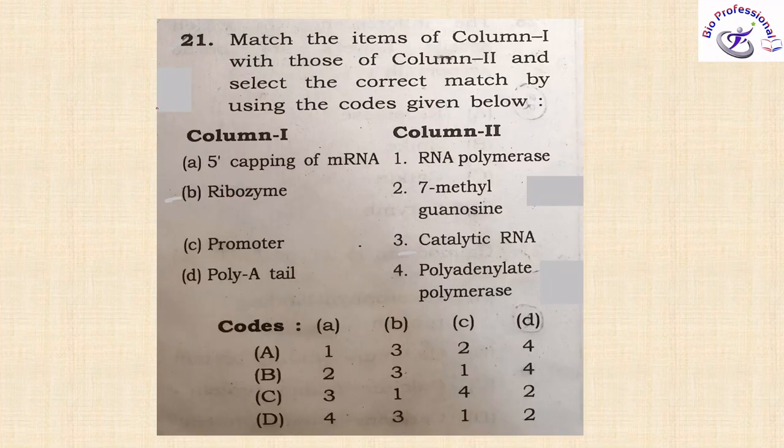So this question is again from molecular biology, from the transcription part. 5' capping is related to 7-methyl guanosine. Ribozyme is catalytic RNA, we all know this. Promoter is related to RNA polymerase, and polyadenylate polymerase, because this is the name of the enzyme. So D4 to option C1. Okay, so option B will be correct. So 21 B is the correct option.